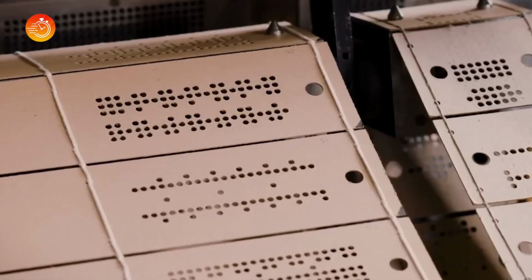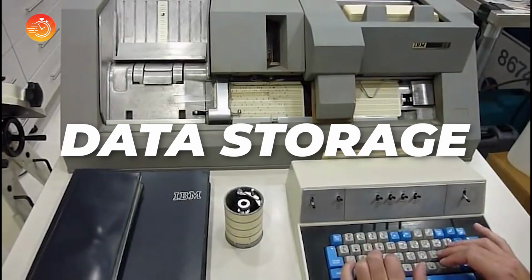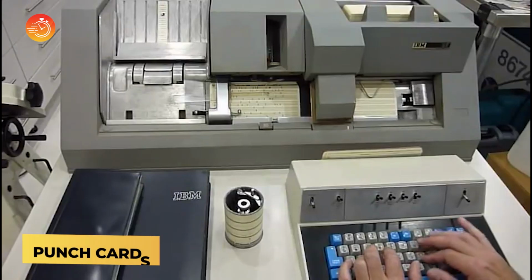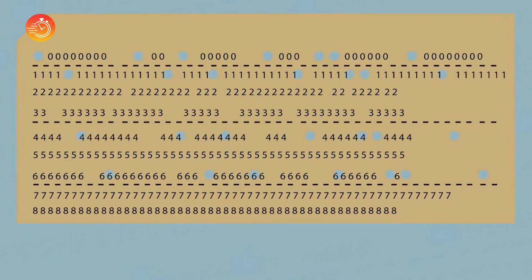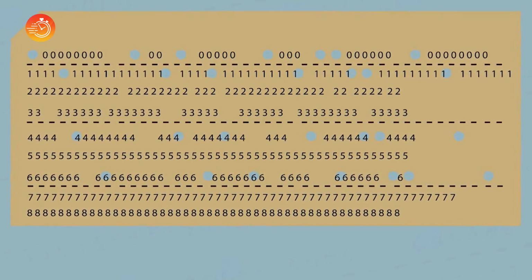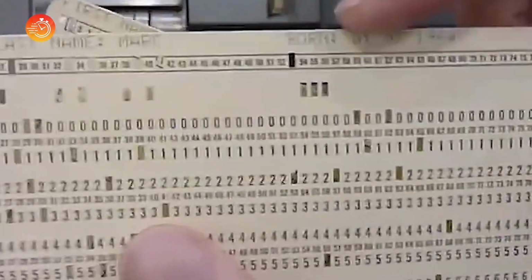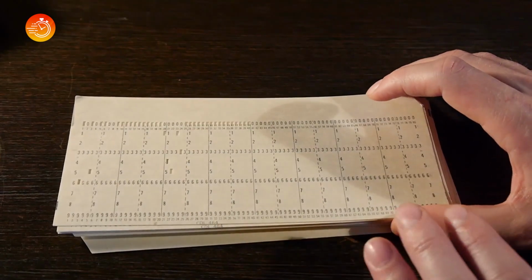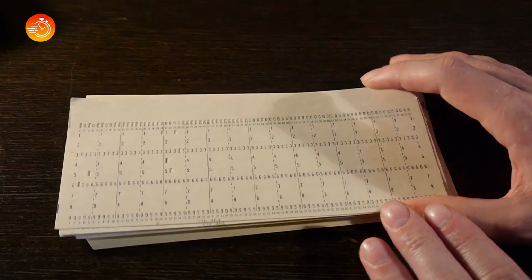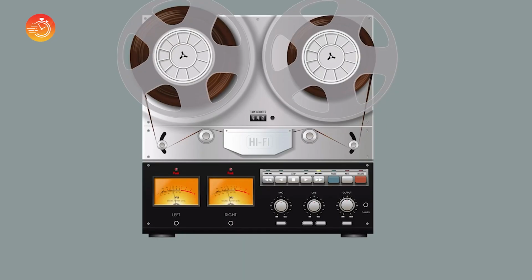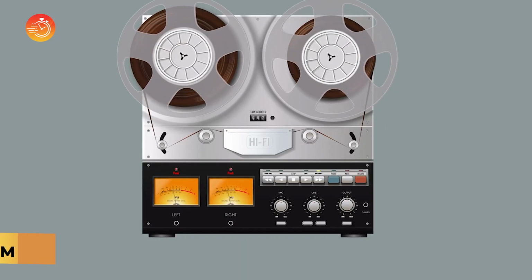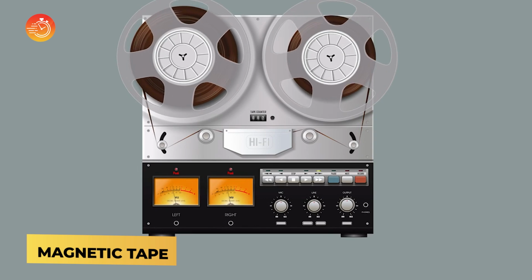Let's begin. Data storage. In the 1880s, punch cards were introduced, which were like oversized index cards with holes that were punched in specific patterns. They were used to input and store data and read using machines that detected these holes, interpreting the pattern to retrieve encoded information.